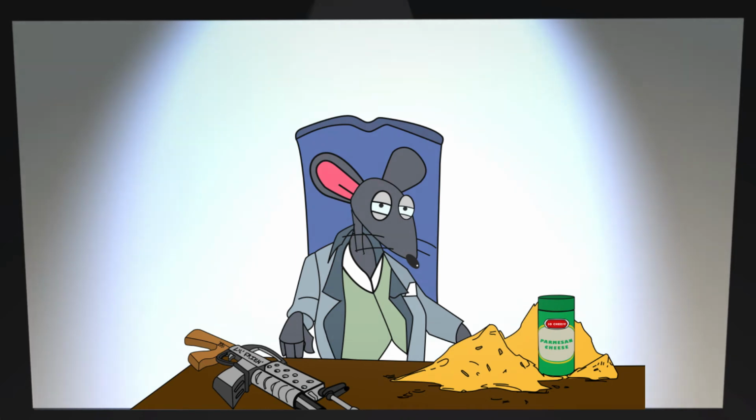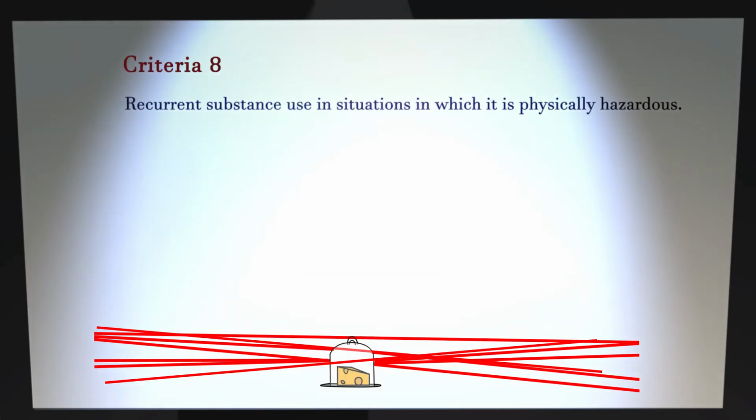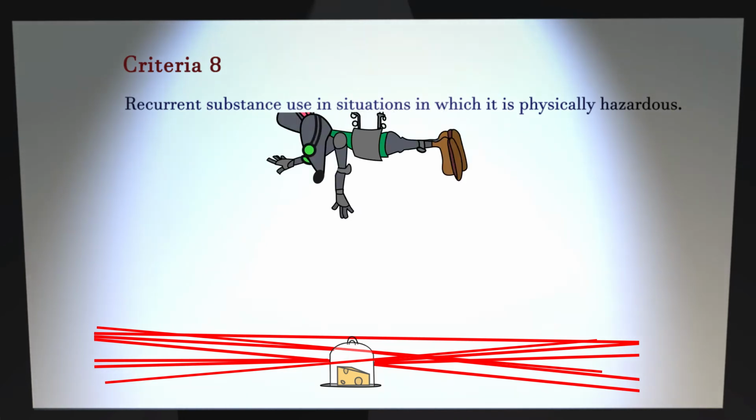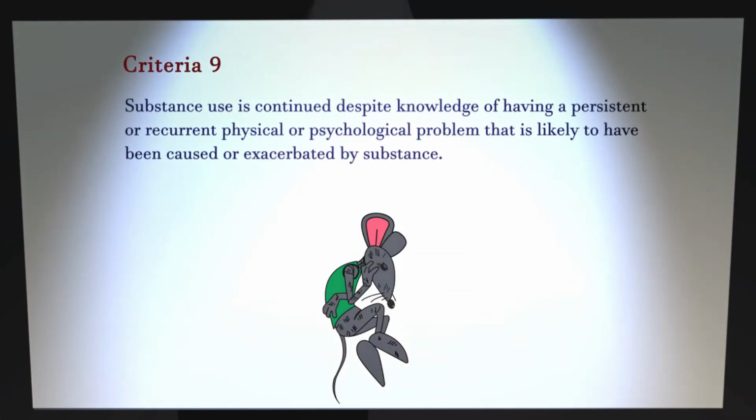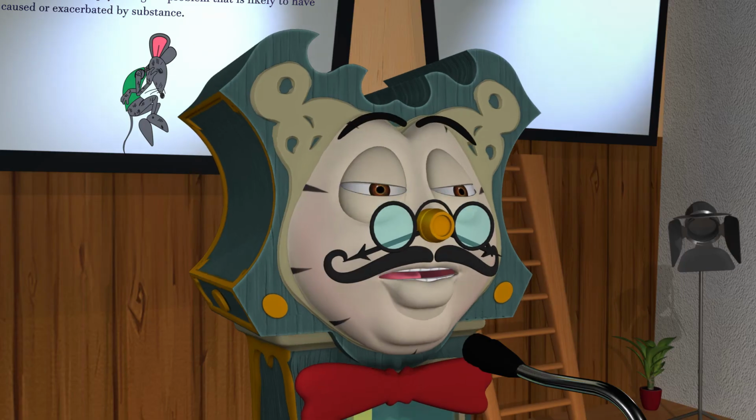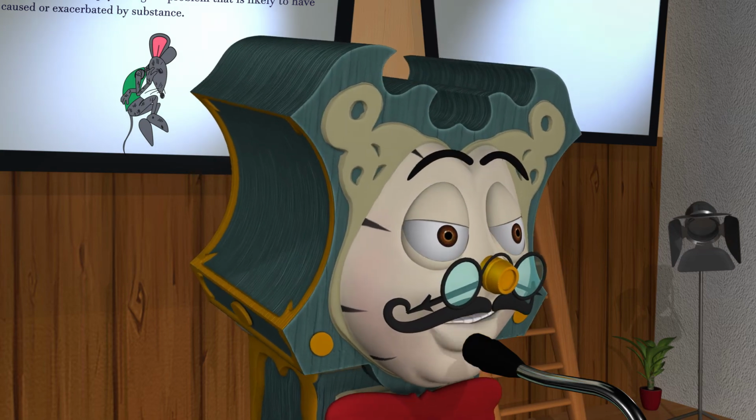Criteria 8 and 9 involve risky use of substance. Criteria 8. Recurrent substance use in situations in which it is physically hazardous. Criteria 9. Substance use is continued despite knowledge of having a persistent or recurrent physical or psychological problem that is likely to have been caused or exacerbated by substance. Criteria 10 and 11 are pharmacological in nature.